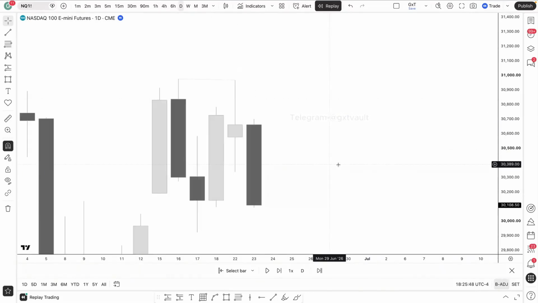Now here's an example of a 1800 reversal and 2200 continuation. So here on the daily chart, we have SMT with the previous day's high.